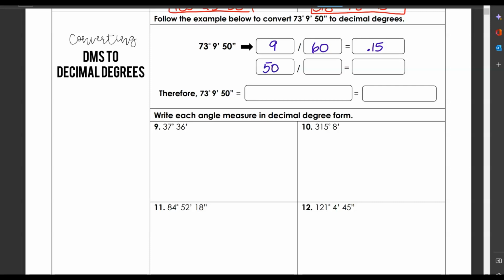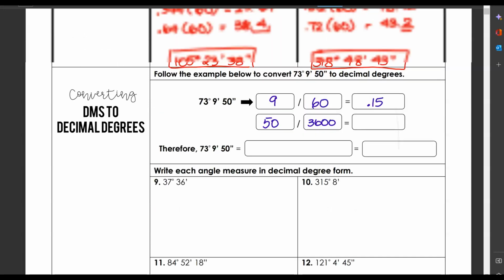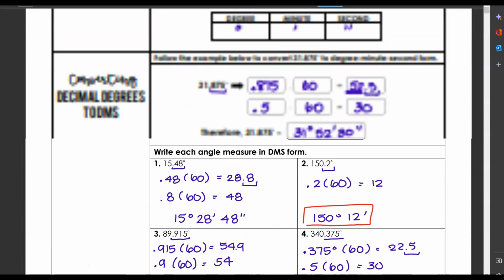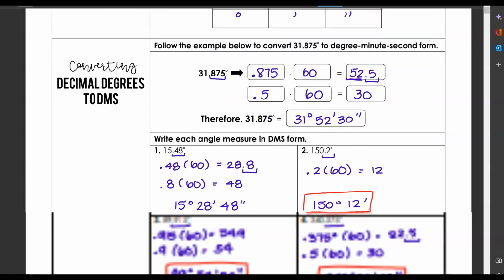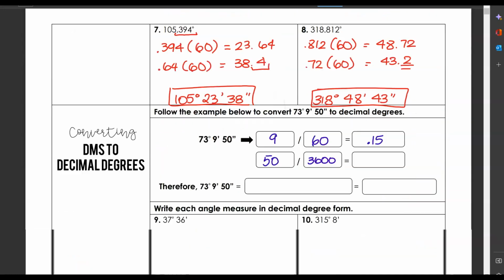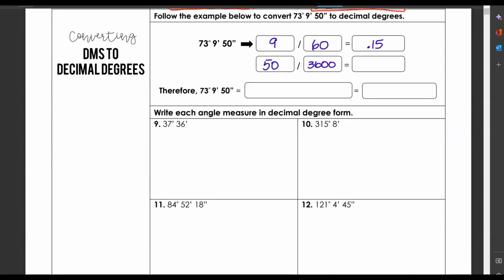And then because I had 50 seconds, I'm going to take those 50, and I'm actually going to divide it not by 60, but by 3,600, because remember, from degrees to seconds is going to be that 3,600, right? So coming back all the way up here, 1 degree equals that 3,600 seconds. So that's going to be important to notice, the difference between the minutes and the seconds there.